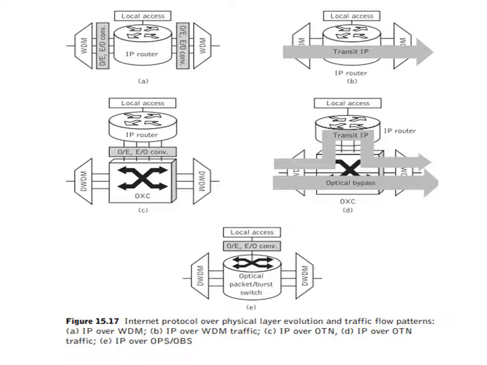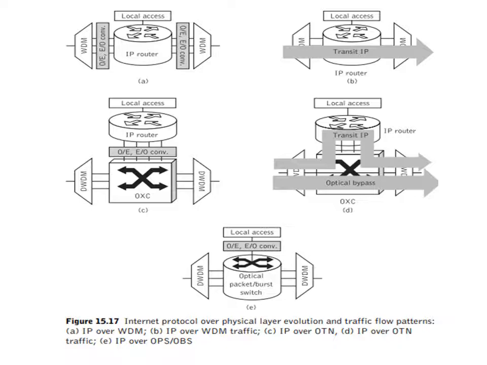So first, the diagram shows directly through the router, the WDM links, how the transmission of the data takes place. So WDM to optical to electrical conversion, and that will be transit IP, which flows through the router. To increase the capacity and to decrease the delay and packet loss, IP over OTN can be implemented.